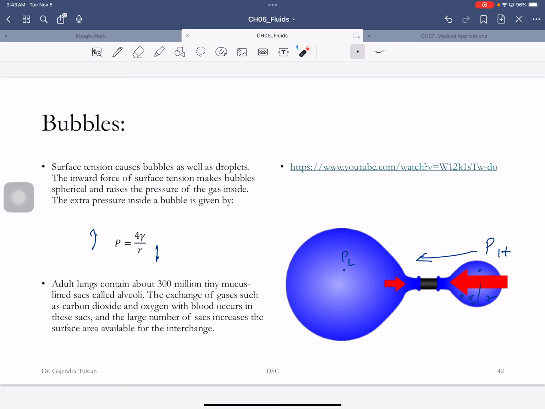Adult lungs contain about 300 million tiny mucus-lined sacs called alveoli, so each lung has that. The exchange of gases such as carbon dioxide and oxygen with blood occurs in these sacs via diffusion. When you're exchanging stuff via diffusion, you can't travel too far in about a second. The large number of sacs also increases the surface area available for interchange.